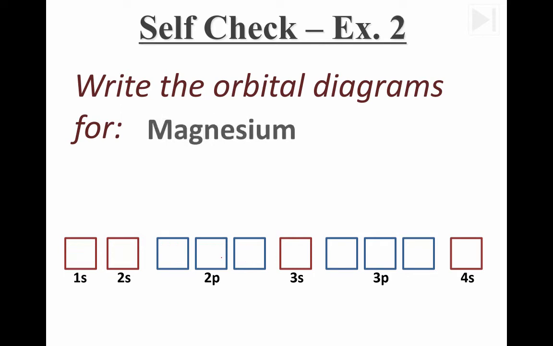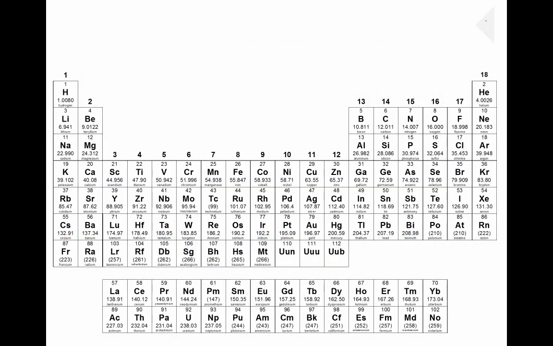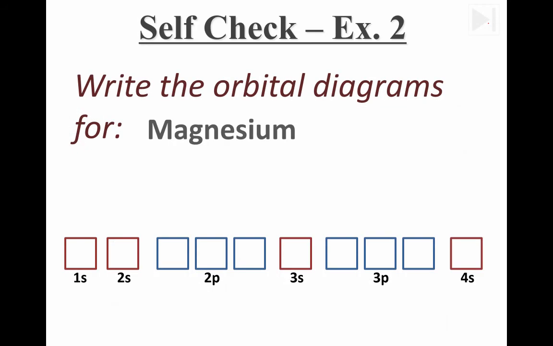Next, I'm going to do the orbital diagram for magnesium. So I get out my periodic table and I look for magnesium. Magnesium is element number 12. So I'm going to draw 12 electrons. Sometimes when I'm drawing these, I'll write out the symbol and the atomic number so that I remember how many electrons I'm doing. Remember, the atomic number is the number of protons, but atoms always have the same number of electrons as they have protons. So 12 electrons will get placed like this. And that's the correct placement for the electrons in a magnesium atom.